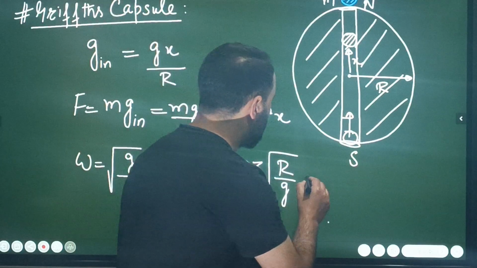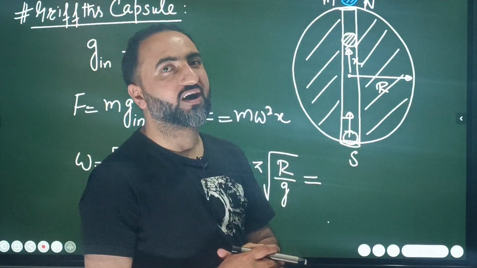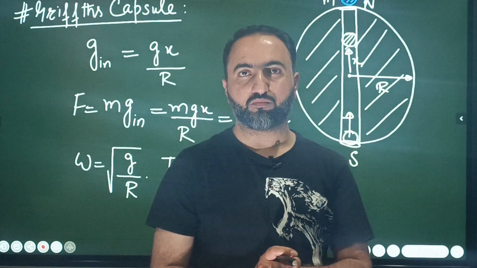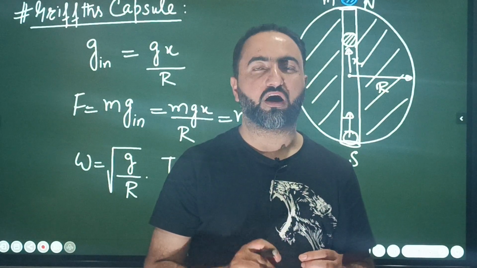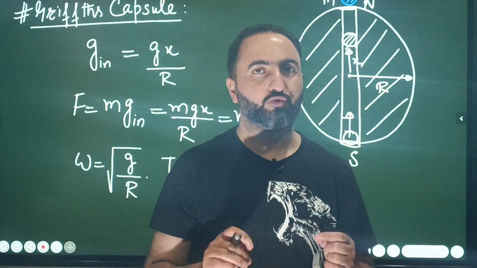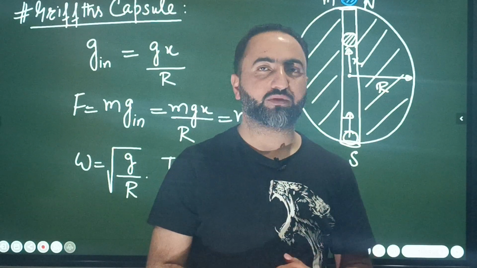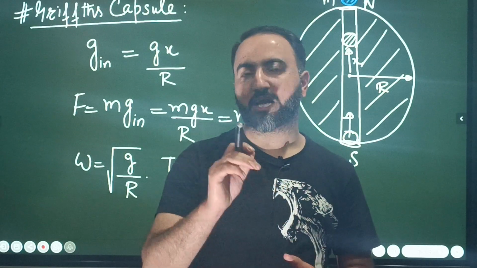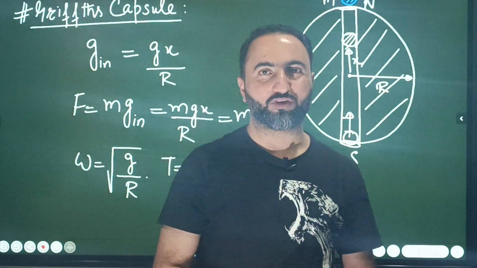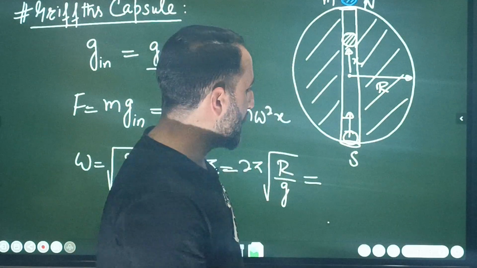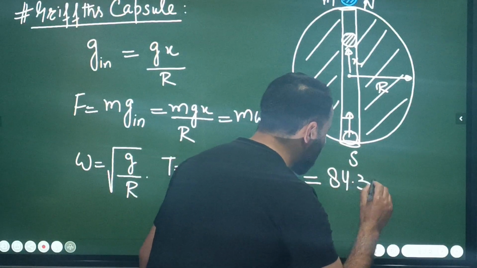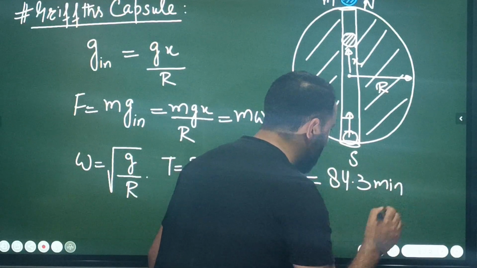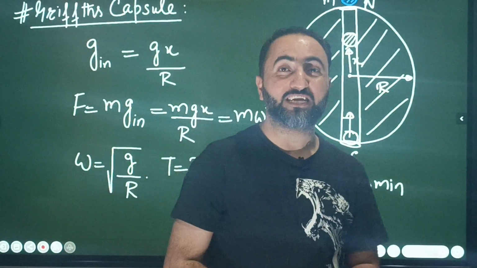So dear students, when you substitute the value of r, where r is the radius of the earth, it's exactly equal to 6.4 times 10 to the power 6 meters or 6,400 kilometers. You substitute the value of the acceleration due to gravity, which is 9.8 meter per second square. A beautiful number will come out, and that beautiful number is 84.3 minutes.